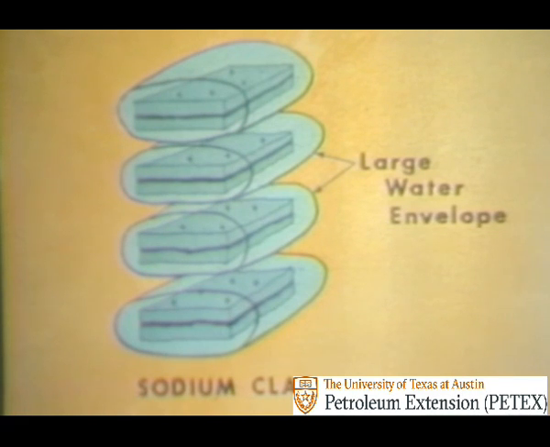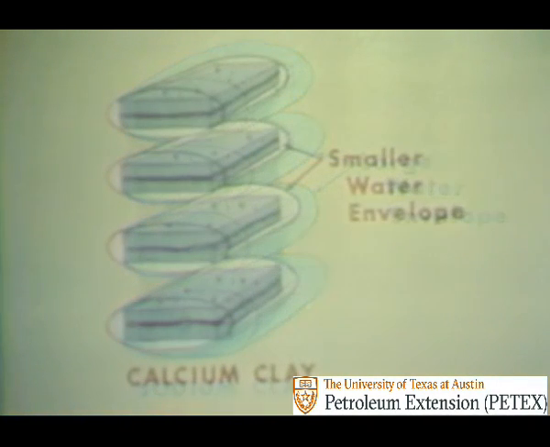When the clay particles are added to water, the particles separate. Each then becomes surrounded by an envelope of water. If the clay is sodium clay, each platelet has a large envelope of water around it. But if the clay is calcium clay, then the water envelope around each platelet is smaller. Calcium clay does not take on or absorb as much water as sodium clay. So it takes more calcium clay than sodium clay to build the same viscosity, about 4 times as much.